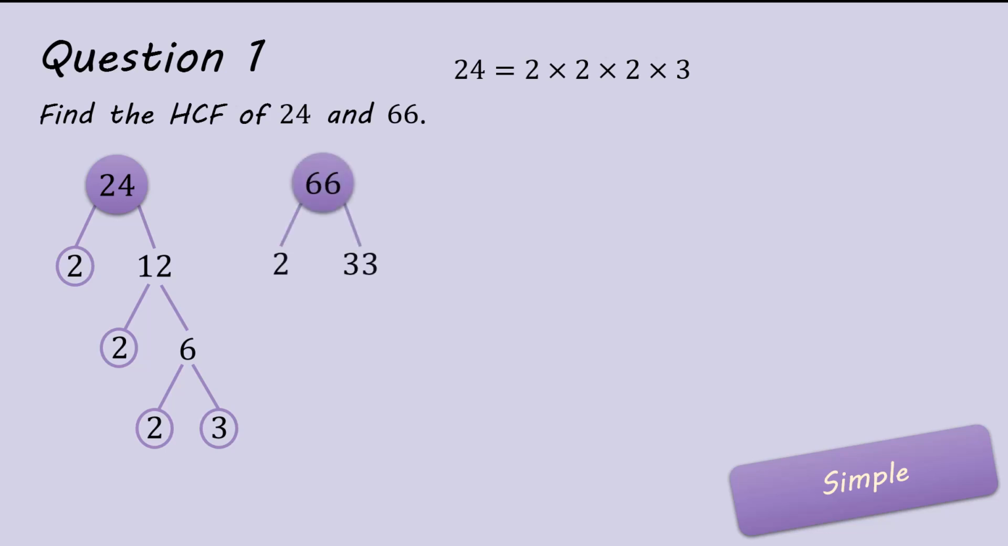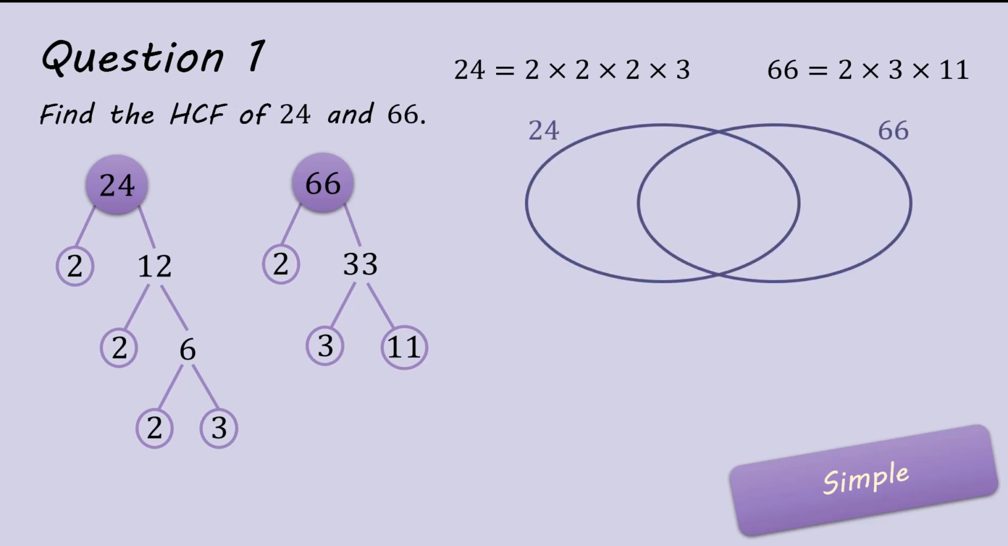66 is 2 multiplied by 33. Circle 2 and write 33 as 3 multiplied by 11. Circle both as they're prime. So 66 is 2 times 3 times 11. Next, draw a Venn diagram for the factors of 24 and 66. 2 is common to both and 3 is common to both, so write these in the intersection. Then write the other factors in the relevant circles. So 2 and 2 in 24 and 11 in 66.